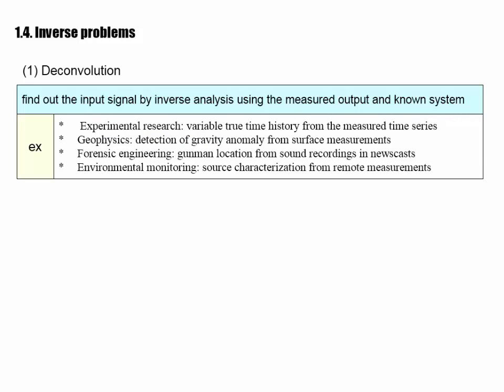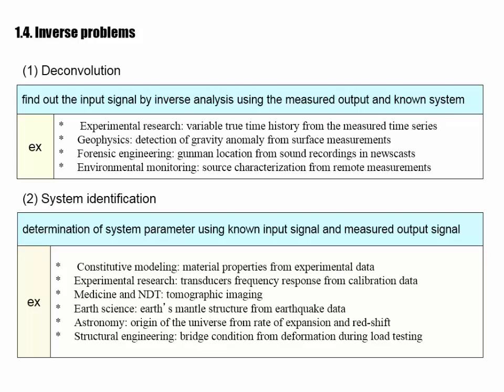Oh, this is an example of deconvolution. Here is forensic engineering, as Hyun said. Gunman location from sound recordings in newscasts could be an example of deconvolution. And system identification, I think you guys can go through it. And maybe astronomy: origin of the universe from the rate of expansion and the redshift.